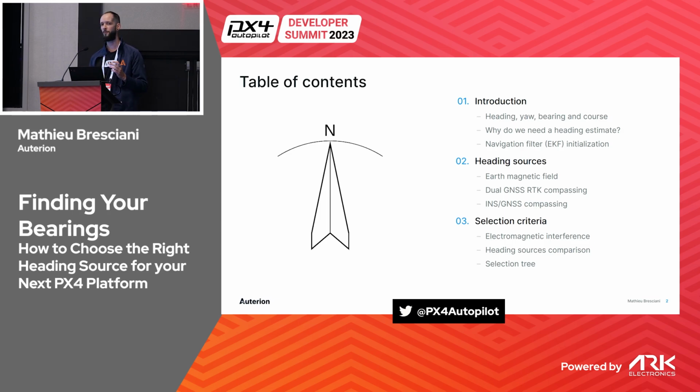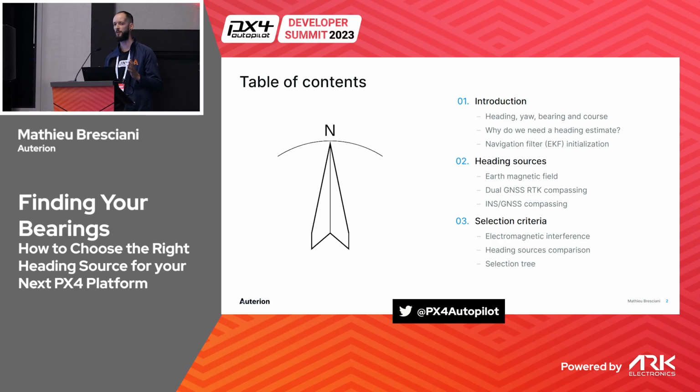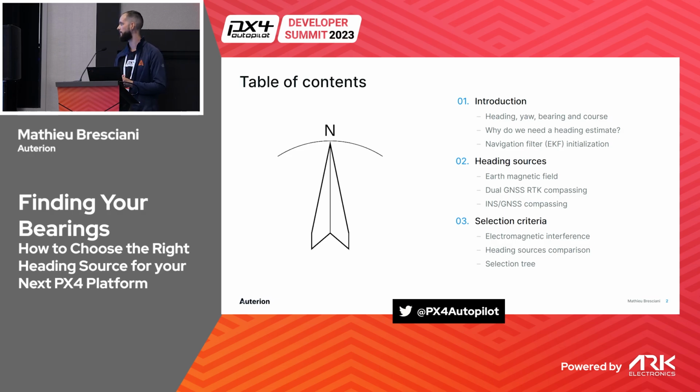Then the second part will be about heading sources. There are many ways to measure the heading for navigation. Here we're going to discuss 3 of the main ones you will be able to use on a drone. The first one is the magnetometer that you all know. The second one is dual GNSS compassing. And the third one is a more software-based approach where you combine IMU data with GPS to find the heading.